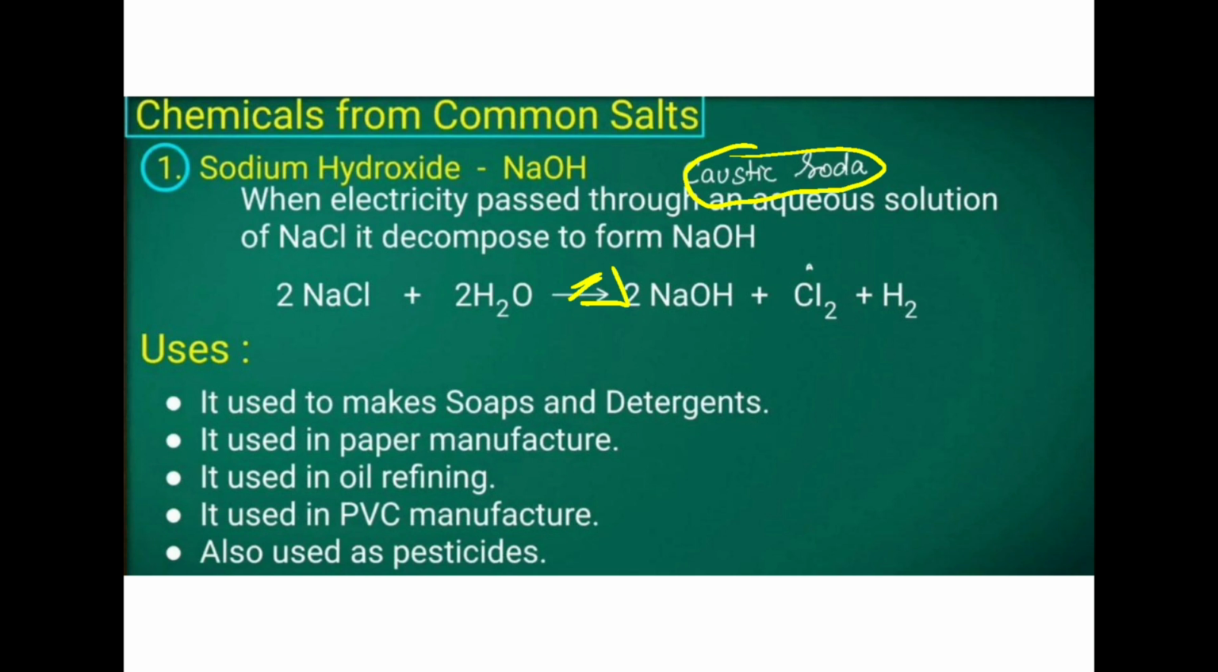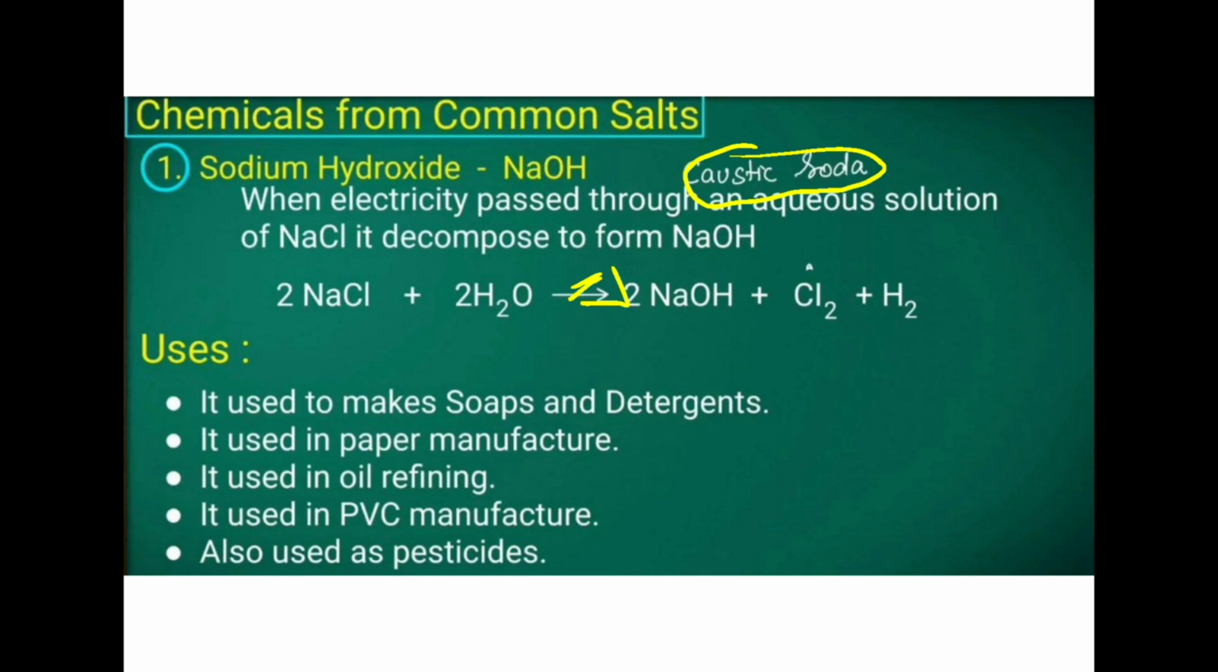Then chlorine gas is evolved and hydrogen gas is also evolved. That means when electricity passes through an aqueous solution of sodium chloride, it decomposes to form sodium hydroxide. So this is how the sodium hydroxide is formed. It is a decomposition reaction in which electricity is passed.